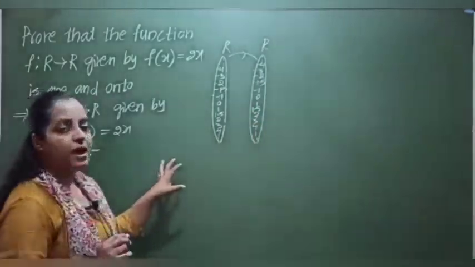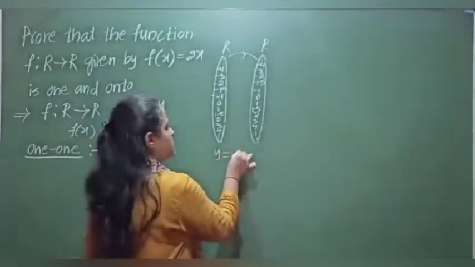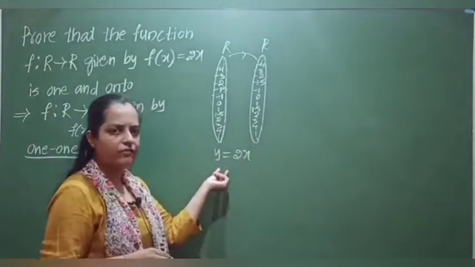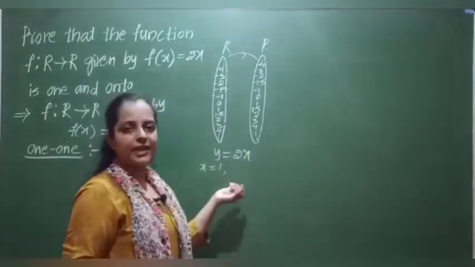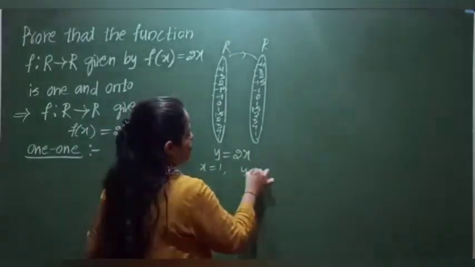So now what is the function here? f of x is equal to 2x, that is y. f of x is nothing but y. y is equal to 2x. So now put x as 1, we are getting y as 2.